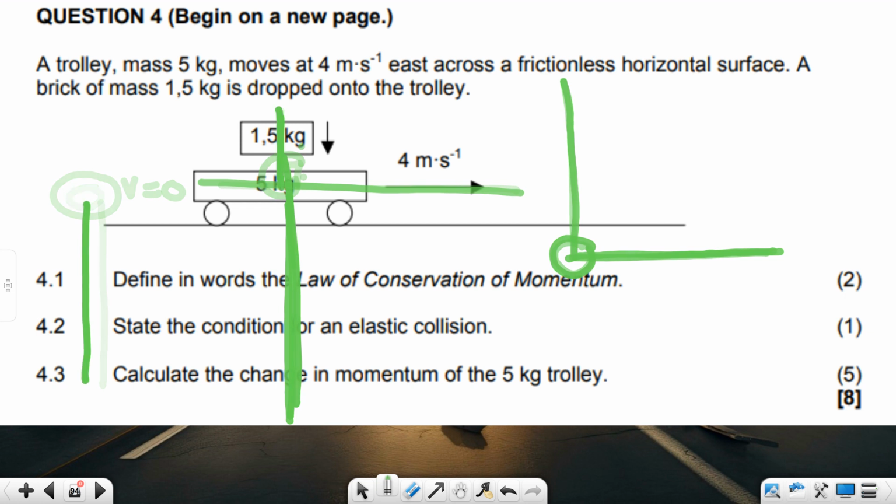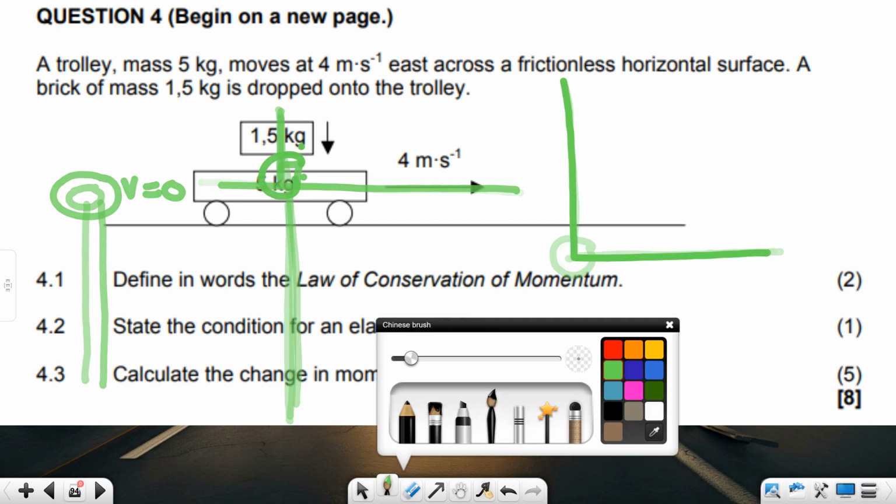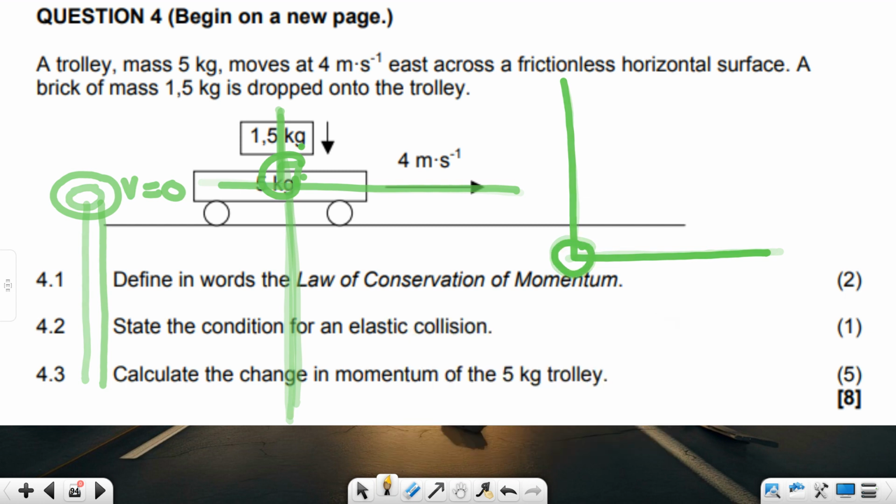Guys, I'm going to skip 4.1. Define in words the law of conservation of momentum. Everybody should be fine with that now. Number 2, state the condition for an elastic collision. What is the condition for elastic collision, guys? We did that yesterday. Condition for elastic collision. Talk to me, anybody. Does anybody remember? What is the condition for elastic collision?